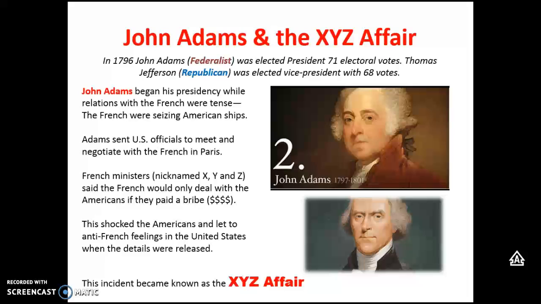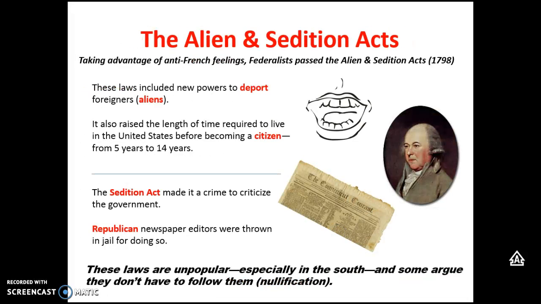Like Hillary Clinton ran with her VP on the same ticket, and Donald Trump with the same ticket in the 2016 election. So John Adams began his presidency while relations with the French were tense. The French were seizing American ships. So Adams sent U.S. officials to meet and negotiate with the French in Paris. French ministers, nicknamed X, Y, and Z, said the French would only deal with the Americans if they paid a bribe. This shocked the Americans and led to anti-French feelings in the United States when the details were released. This incident became known as the XYZ affair.